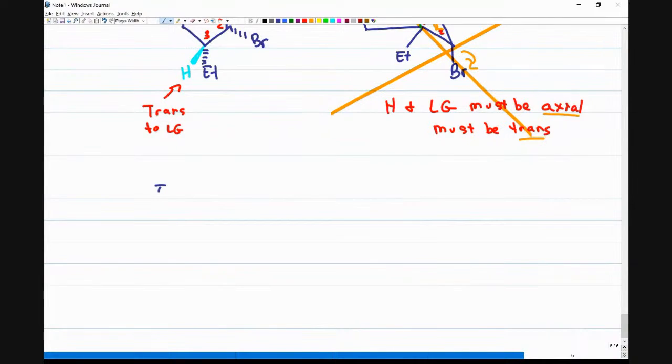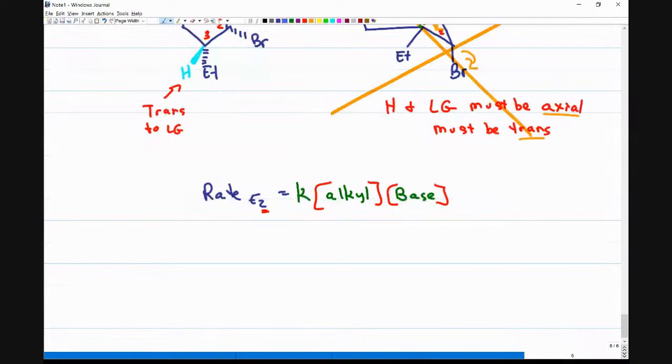For an E2 reaction, okay, so first of all, the rate, which we haven't looked at yet, the rate of an E2 reaction is equal to some constant K. Because it's a 2, we need to have two things in parentheses. The first one is the alkyl chain, the molecule holding the leaving group. And the second one is the attacker, which is a base. And that is how we get the 2 in E2. Because it's an E2 reaction, meaning a 2-type reaction, there will be no carbocation.